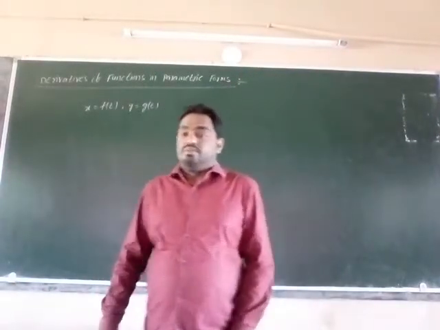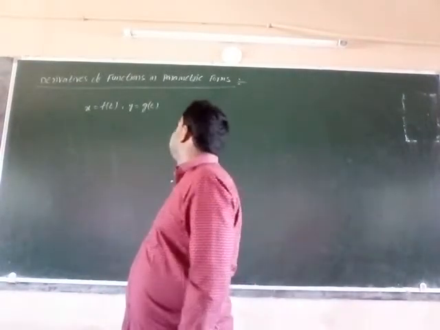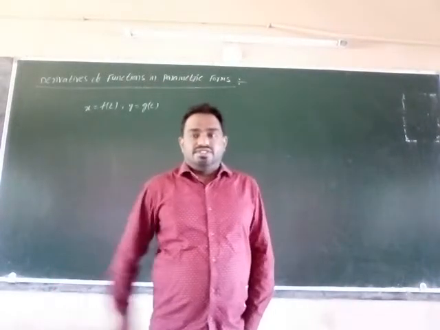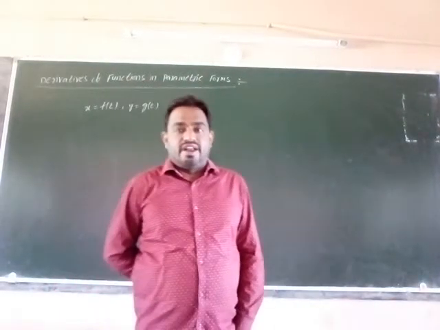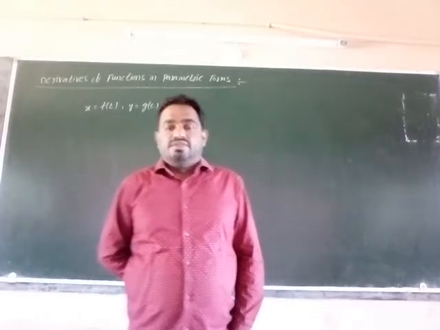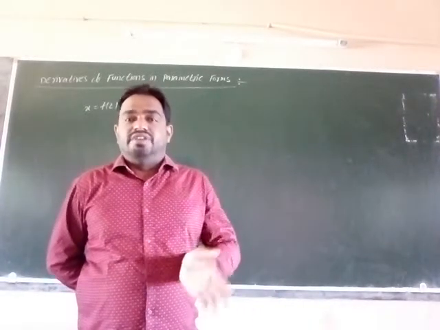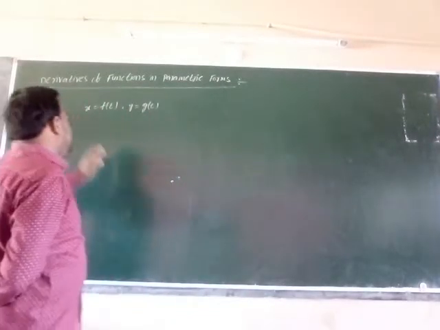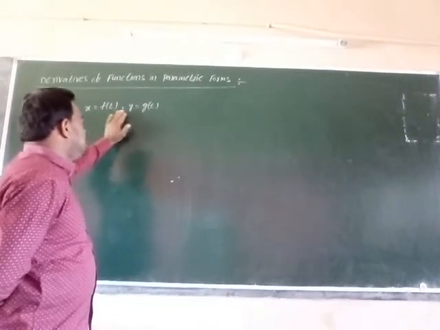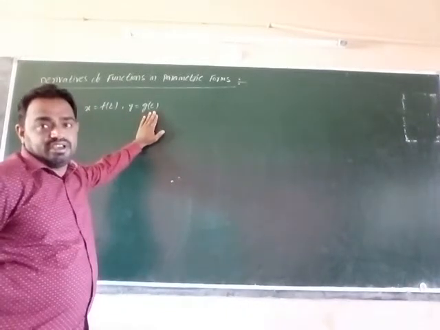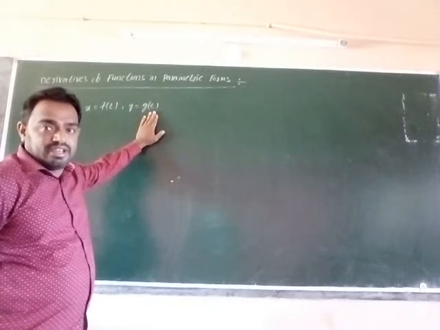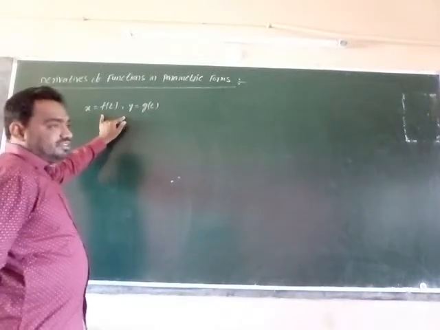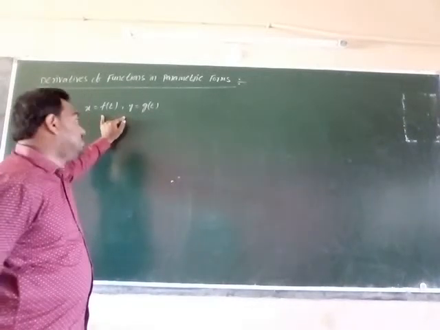In this video, we are discussing the derivative of functions in parametric forms. Which type of equations are called parametric equations? The relation between the variables x and y defined as x equals f of t and y equals g of t are said to be parametric forms. Parametric equations are parametric forms.